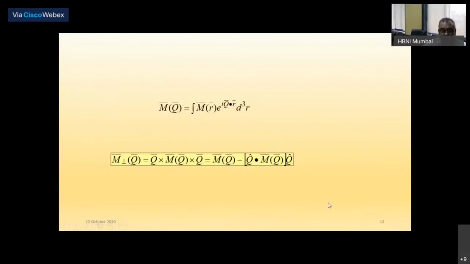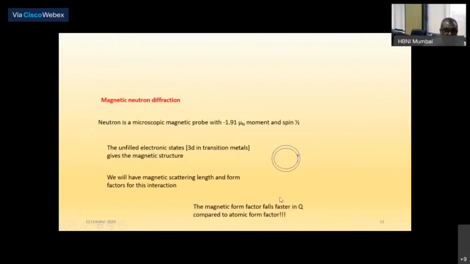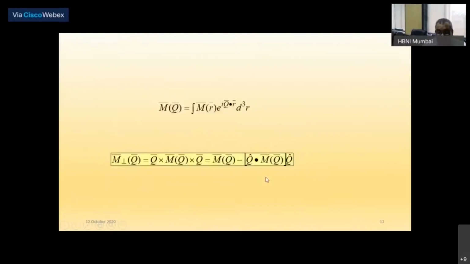So magnetic form factor again is a Fourier transform. We are in Fourier space, and we take the Fourier transform of the magnetic charge distribution. This is the shell on which the magnetic factor has to be integrated, and because it's a shell, this falls much faster than what we saw in case of an atom. So the pure magnetic peaks will appear at much smaller Q.